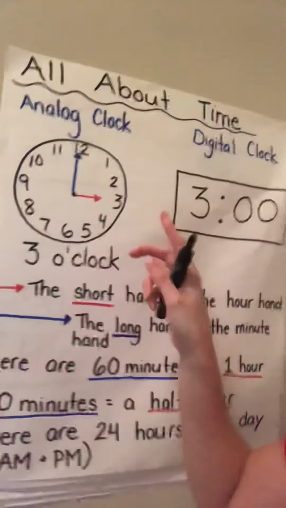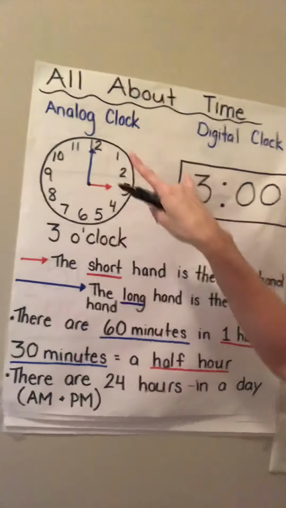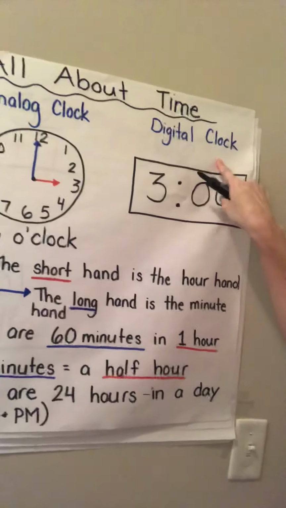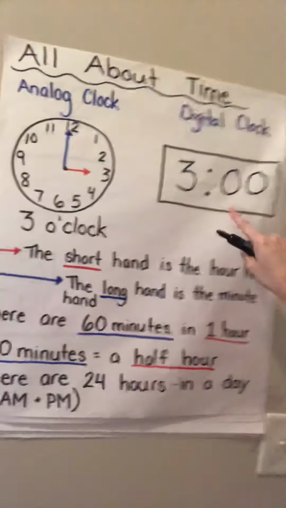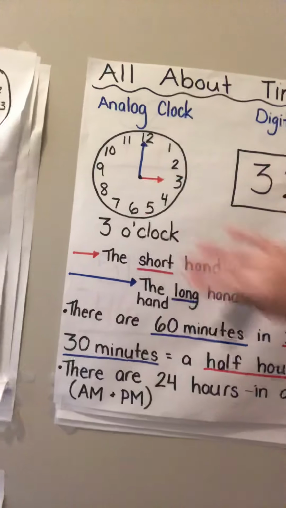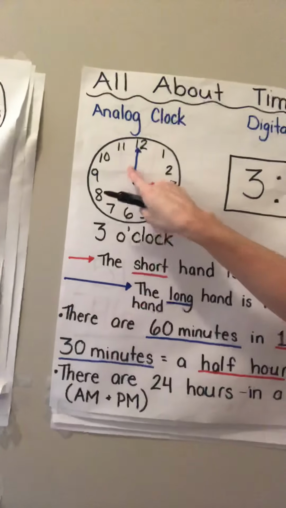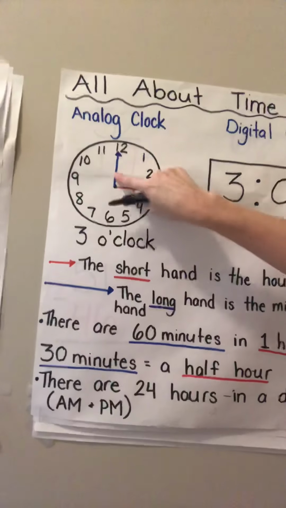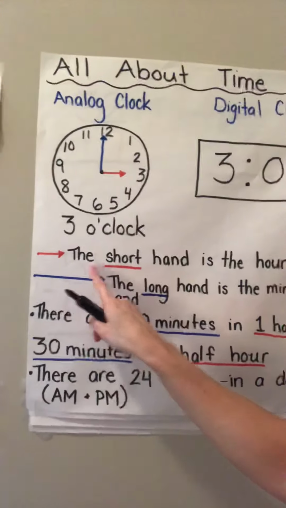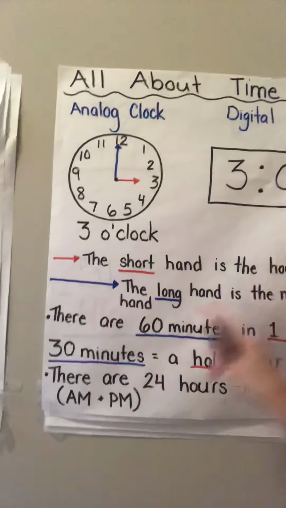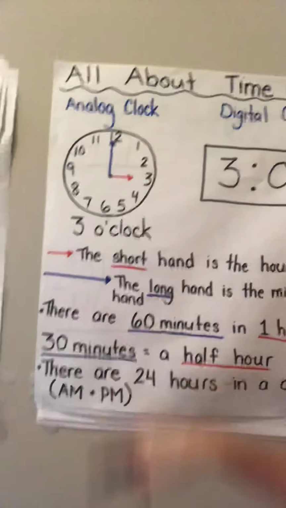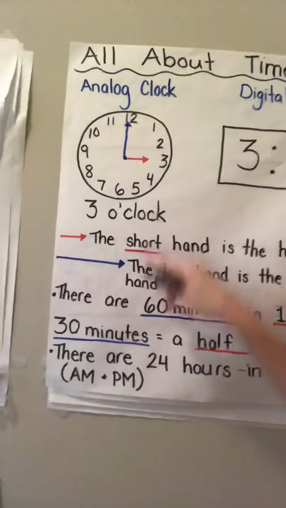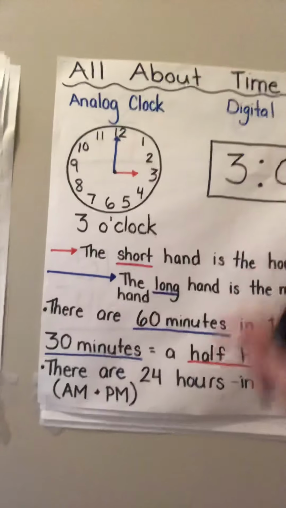So when telling time, we have two different types of clocks. We have something called an analog clock, which is what we just showed, and our digital clock, which just has our numbers. We're going to start focusing more on our analog clock. So like I said, we have our two hands. We have our small hand, our short hand, and our long hand, which is our minute hand. And again, the short hand is the hour hand. So that's where we look first. Next, we will look at our minute hand, the long hand.